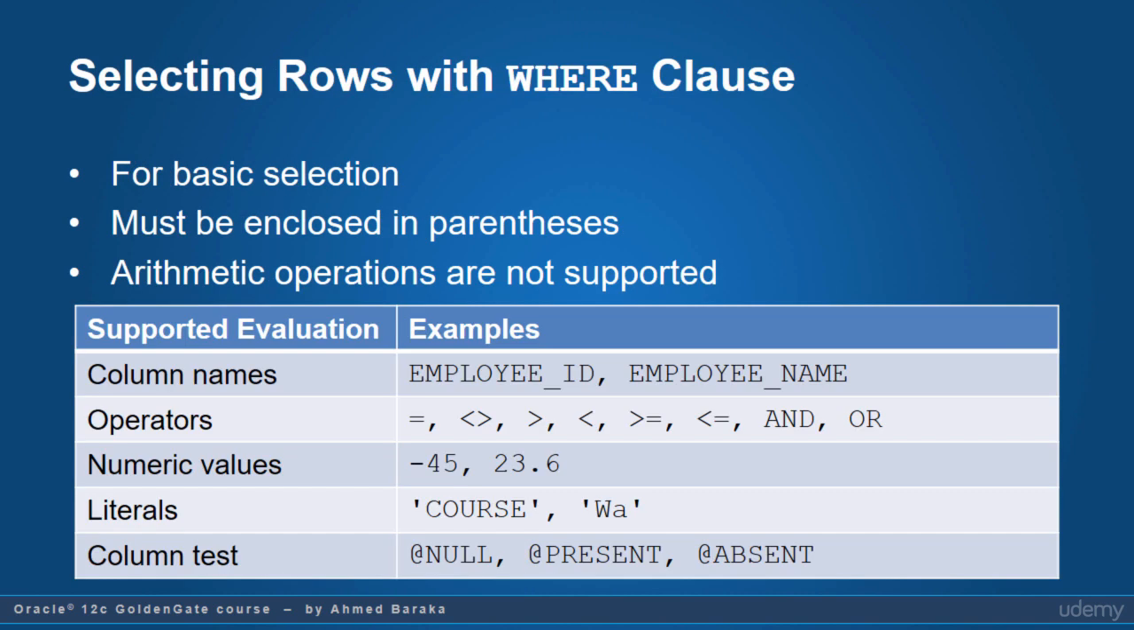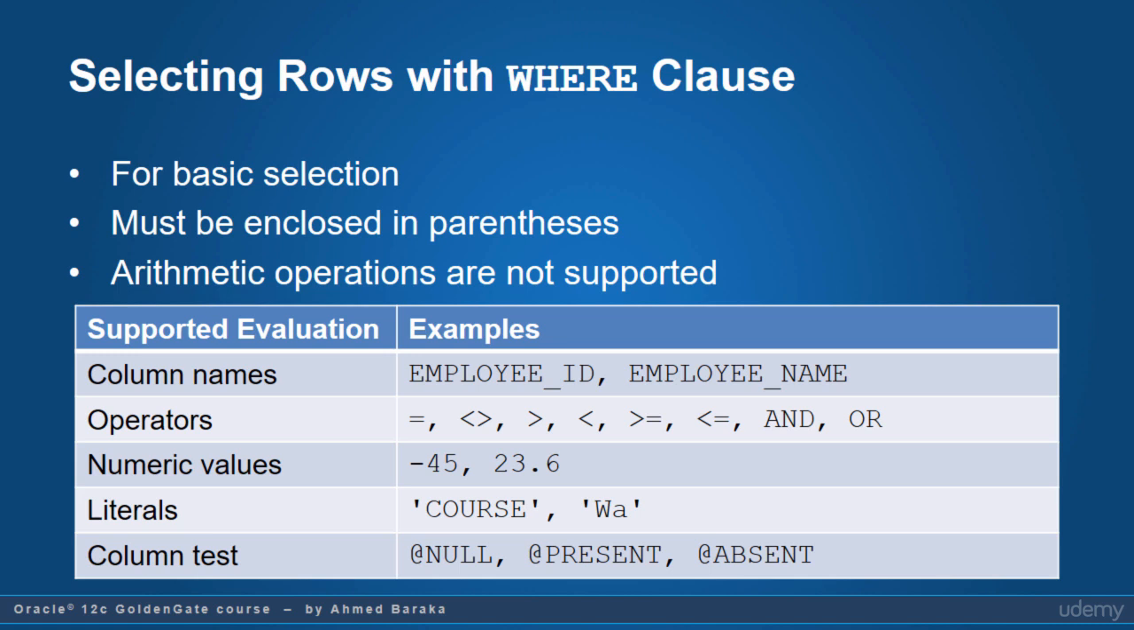For basic data selection, you use the WHERE clause of the TABLE and MAP parameters. When this clause is used, the condition that you specify must be enclosed in parentheses. You will see examples of using this clause in the next slide. The major limitation of the WHERE clause is that it doesn't support arithmetic operations. If you need this functionality, use the FILTER clause instead.